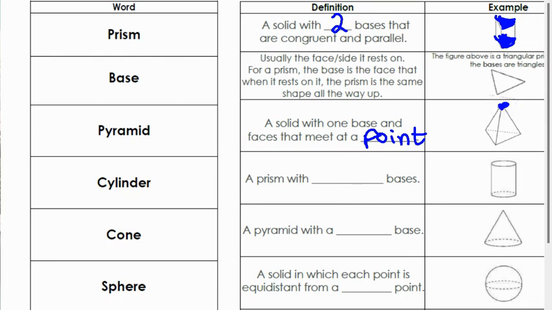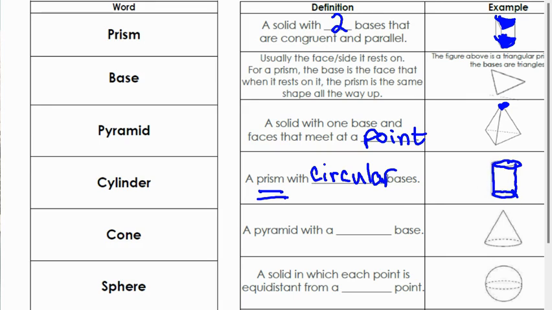Okay. A cylinder is a prism with circular bases. And what that means is that the base is a circle, and it said bases because it's got one on bottom and it's got one on top. Now notice it says it's a prism. That means when it's sitting on the base, it's the same shape all the way up. So it's a circle all the way up. As you go all the way up, the shape at any given point is a circle.